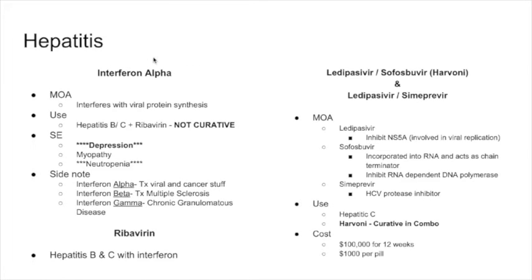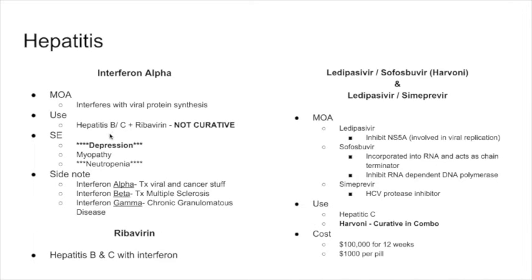So starting with interferon, I would say it's a product of your macrophages, but we've synthesized interferons. And how it works in the setting of hepatitis is that it interferes with viral protein synthesis. It's used for hepatitis B and C plus ribavirin. However, this use has really fallen out of favor because interferon has a lot of side effects, and then we have more beneficial treatment for hepatitis B and C.